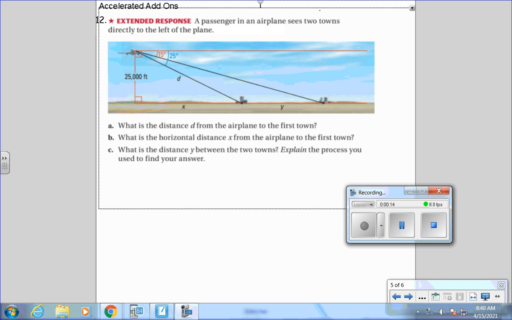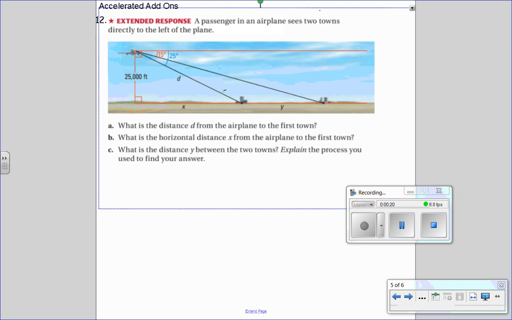Woo! Alright, number 12. I used alternate interior angles when I did this, so I labeled this angle right about here 25 degrees. I labeled this angle down here at the farm. I think this is a farm, right? Oh, it's a town. It's town 1 and town 2. I think when we did this in the lesson, it was a farm. So we got the 25-degree angle and a 15-degree angle labeled.